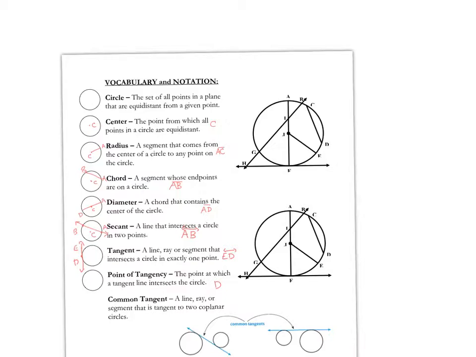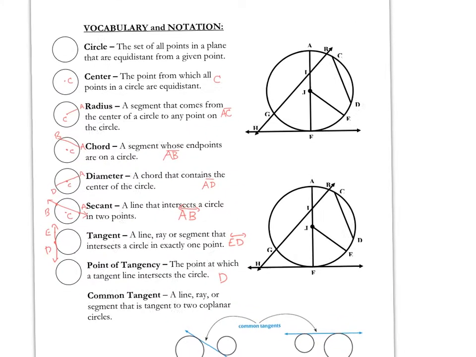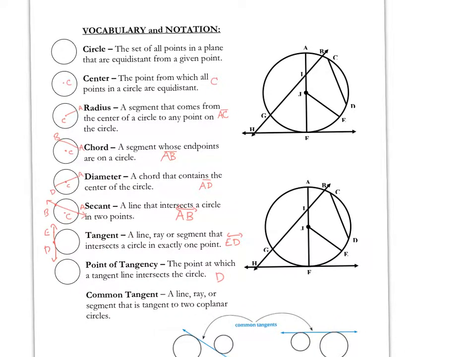The first one is just what a circle is. It is a set of all points in a plane that are equidistant from a given point. So that's where the radius comes in, and the center. So the center is the point where all points are equidistant, so it's the middle of the circle. And the radius is the segment that comes from the center to any point on the circle. So that's how the circle is formed, is that the circle has the same radius always, no matter where you draw it. So that would be AC, if you look at my picture on the left.